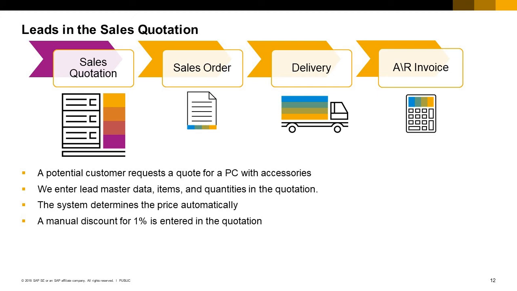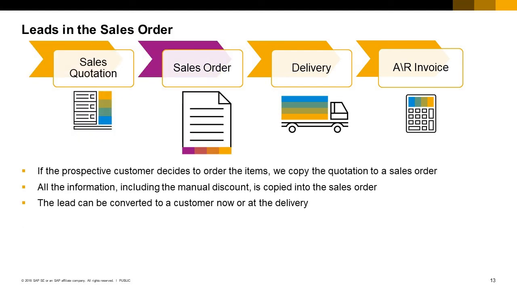The sales quotation acts as an offer to the prospect for specific goods at a specific price. The pricing for this item associated with the lead is automatically determined. We decide to give this potential customer an additional discount, so we enter a manual discount of 1% into the quotation. If the prospective customer decides to order the items, we copy the quotation to a sales order. All the information, the lead master data, the item, the pricing including the manual discount, is copied into the sales order. The lead can be converted to a customer now, for the sales order, or at the point of the delivery.